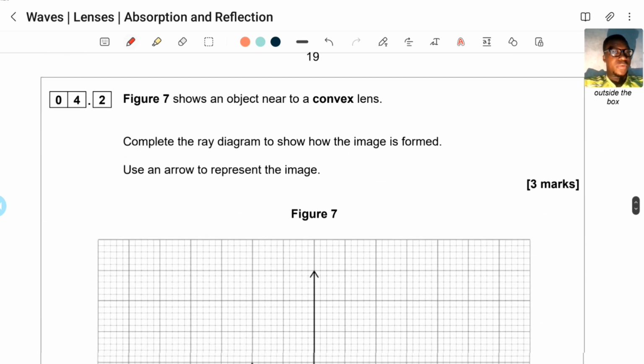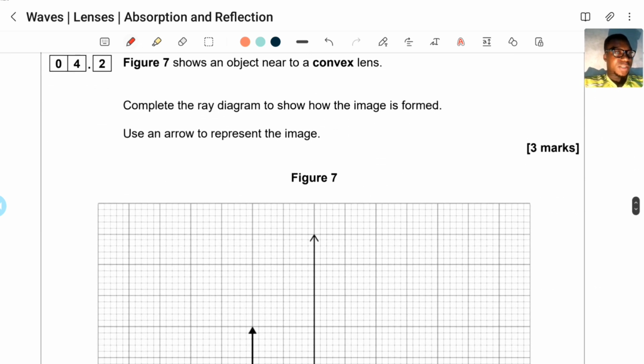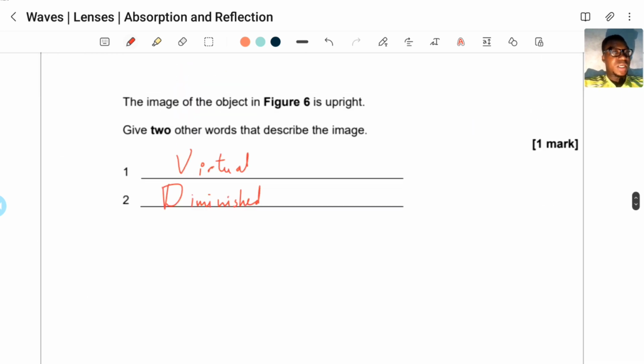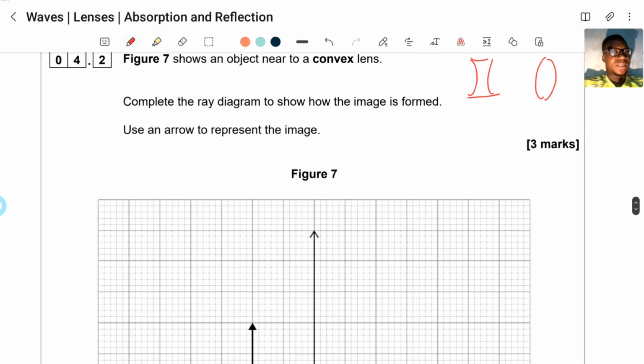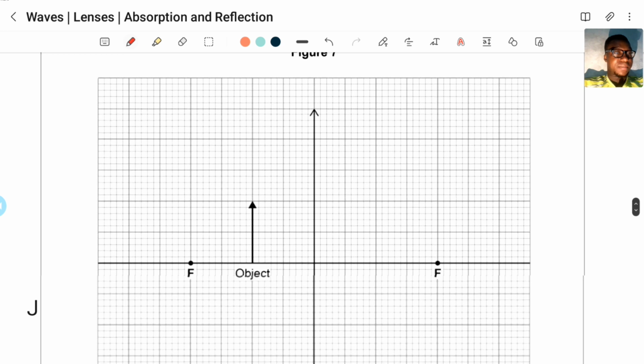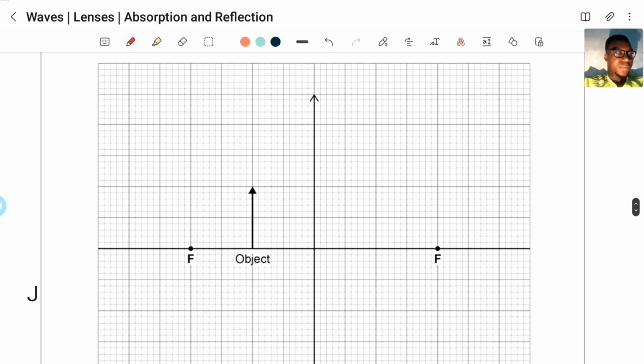Now, moving on, figure 7 shows an object near to a convex lens. A concave lens is something like this, and a convex lens is something like this. So the first one we solved here is a concave lens, and the second question is on convex lenses. It says complete the ray diagram to show how the image is formed. Use an arrow to represent the image. So we're asked to detect where exactly the image is formed when the object is between the principal focus and the lens.